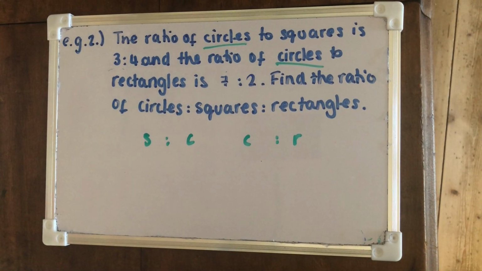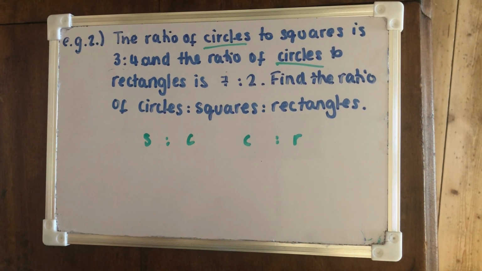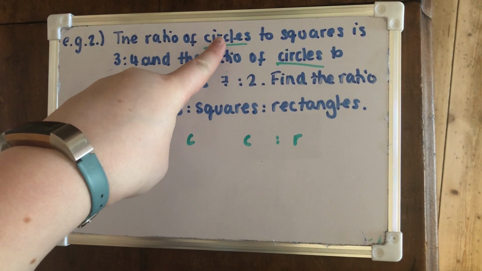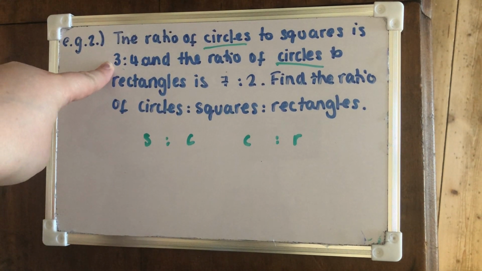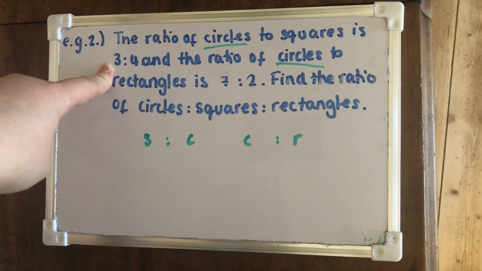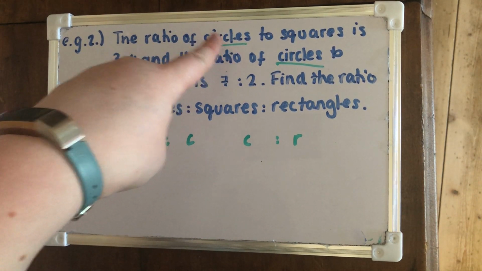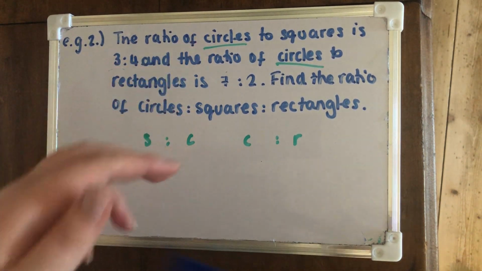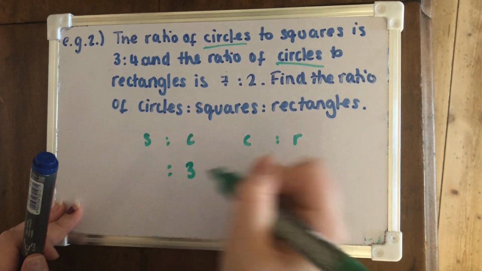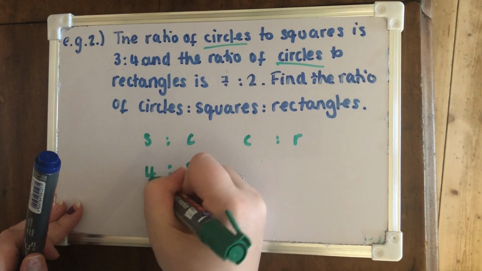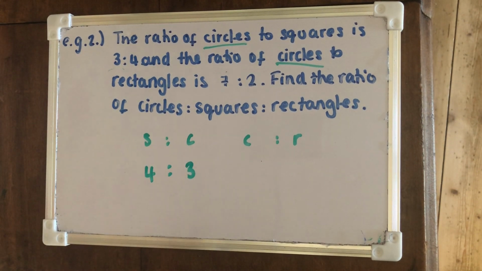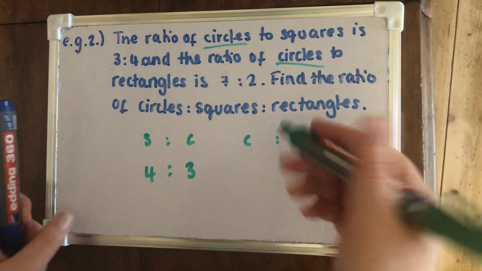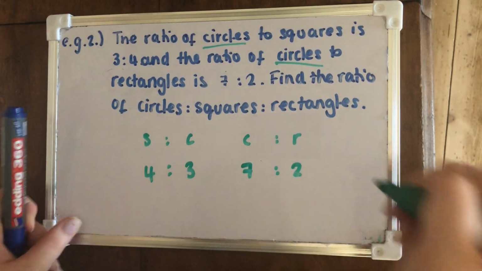Now, as I've said in previous videos, the order of the words is really important. Because the circles appear first, the first part is the circles. But I've switched it round, because in the question circles comes first, but when I've written it down I want the circles second. So the 3 needs to stay with the circles, here, and then the squares is the 4. I have switched it round, but it's because I've switched the names round. And then circles to rectangles is still in that order, so 7 to 2.